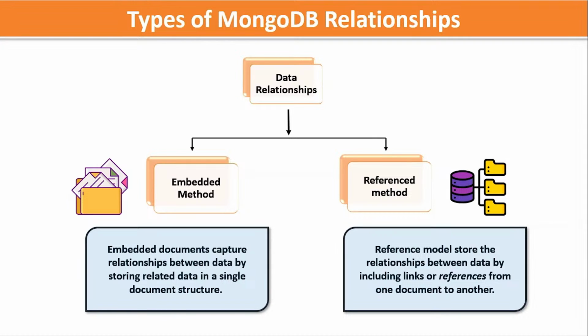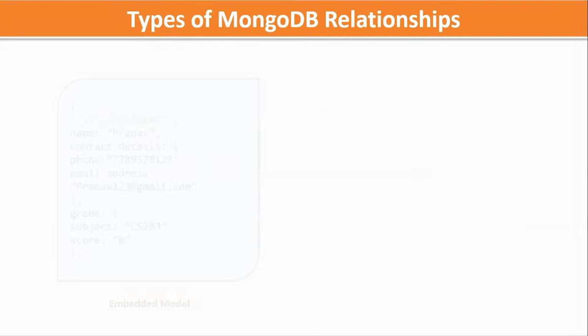And similarly, we have the document reference method, or simply the reference method, which is used to store the relationship between data by including links or references from one document to another. Now, we'll understand this with an example here.